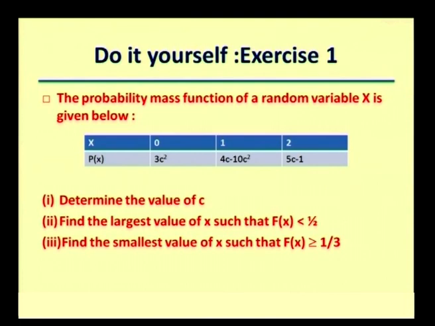The probability mass function of random variable x is given below. You have to find the value of c, again using total probability is 1, and find the largest value of x for which f of x is less than 1 by 2. Construct the cumulative distribution function of x, and using it find f of x less than 1 by 2 and f of x greater than or equal to 1 by 3.